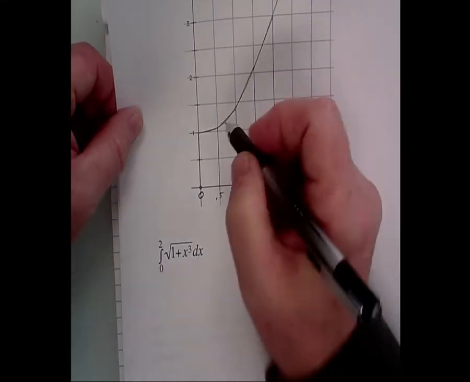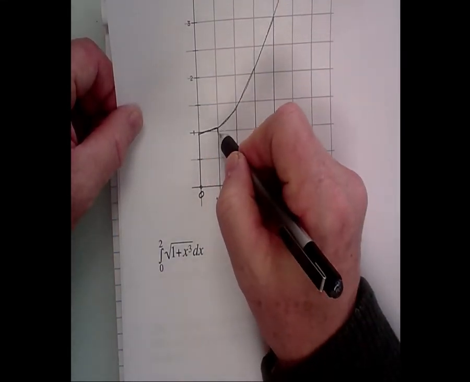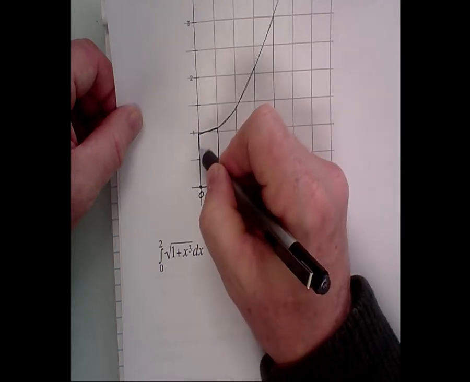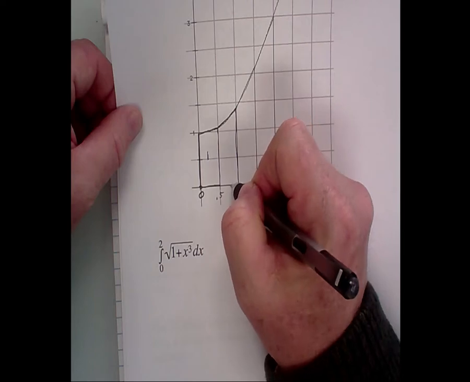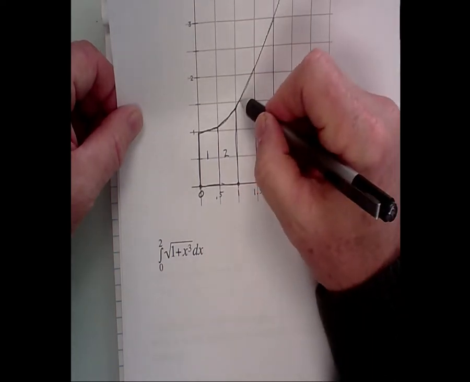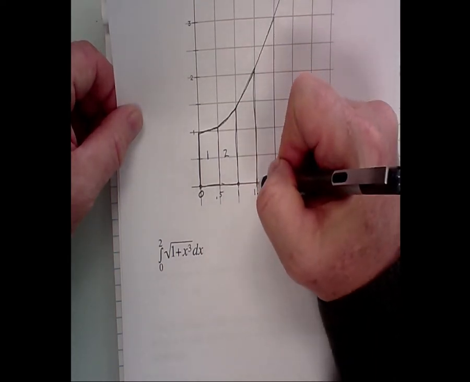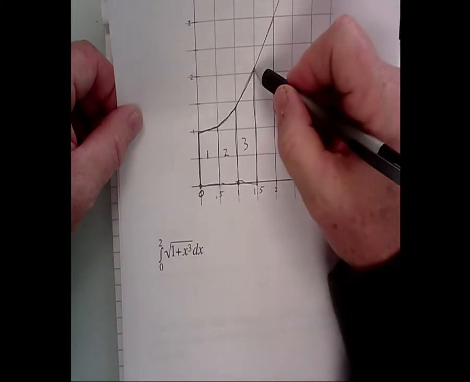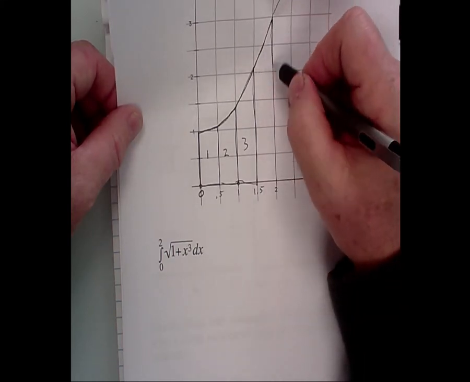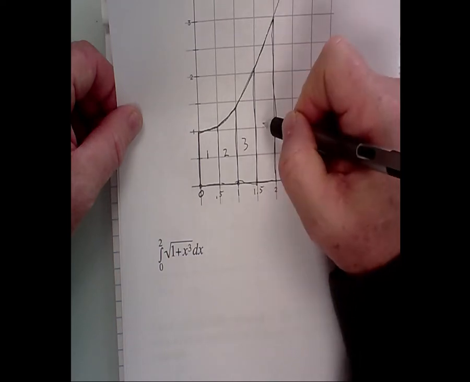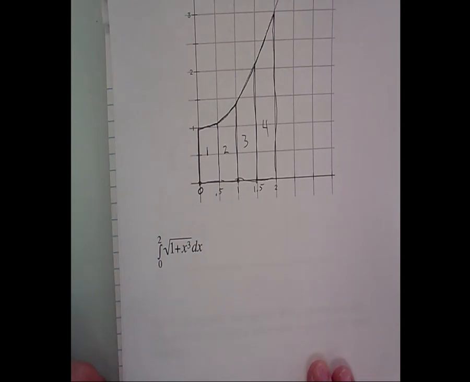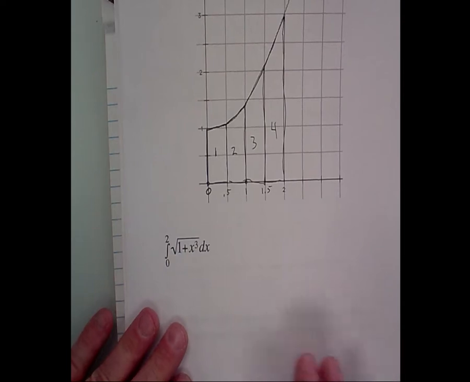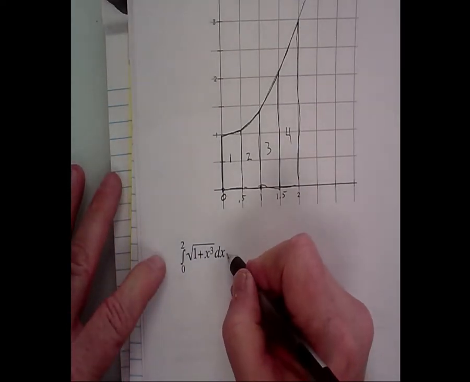Okay. And here I have a trapezoid, and I'm going to call it trapezoid number 1. Here I have a trapezoid. It's trapezoid number 2. Here's a trapezoid, my favorite trapezoid. It's trapezoid number 3. And here's a real popular trapezoid. It's trapezoid number 4. So, I'm going to approximate this.